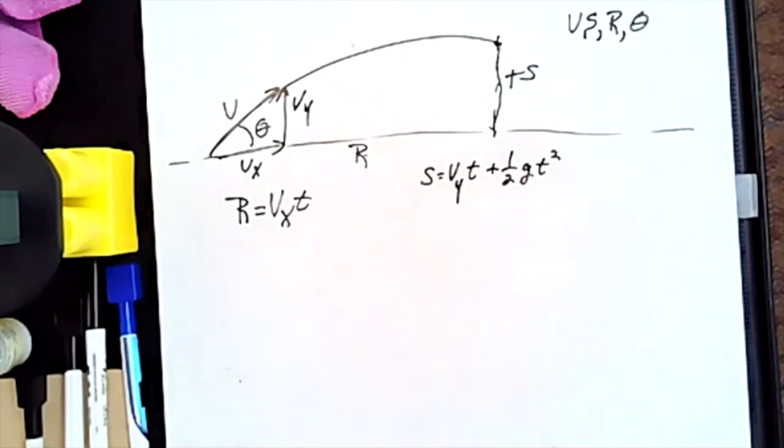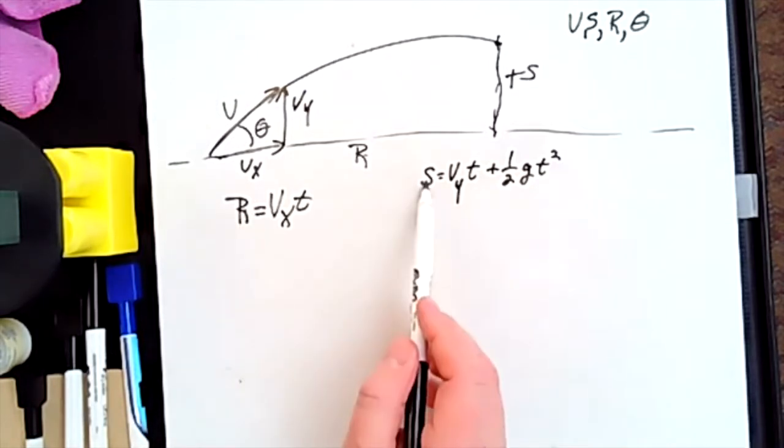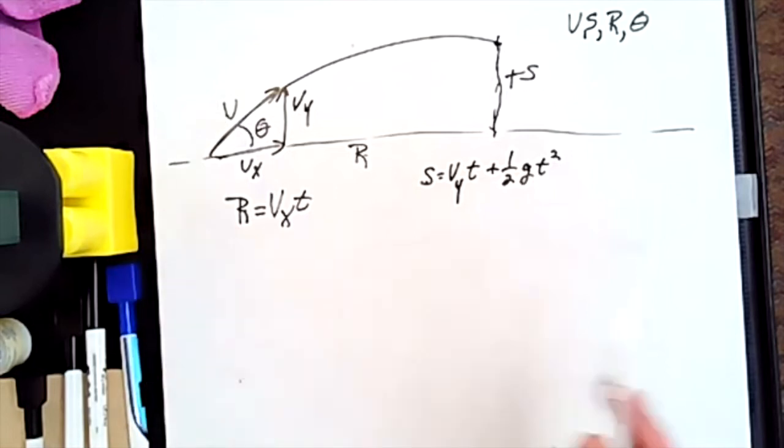Right? Okay. So these are my two equations that I can use to start this derivation. There's an R, there's an S. I don't have the V in there anywhere yet. I don't have the theta in there anywhere yet. So I'm going to have to fix that.